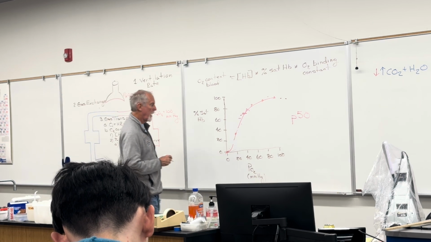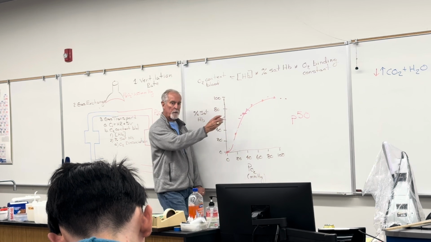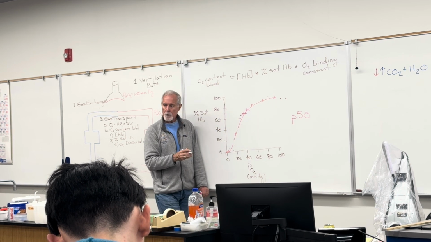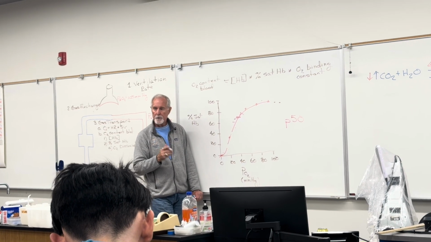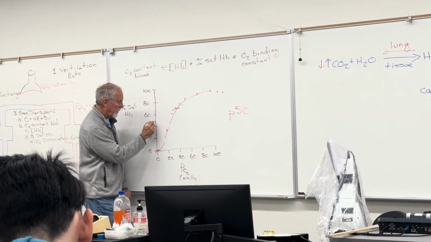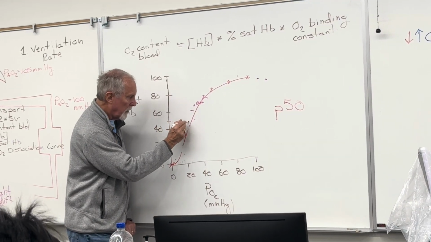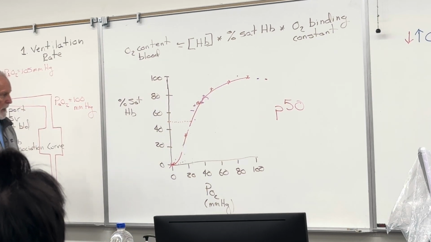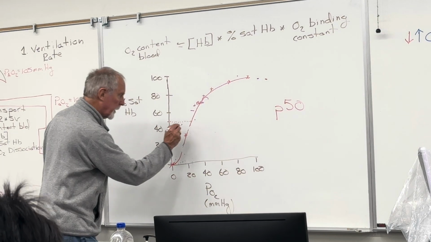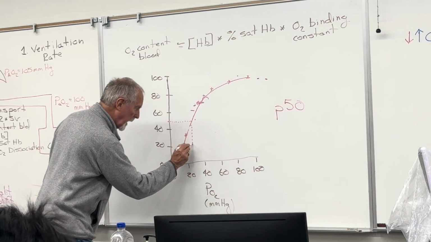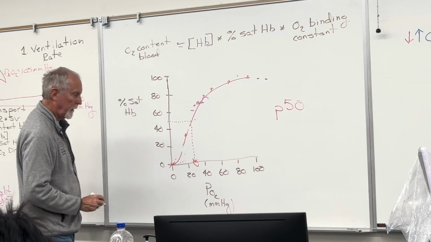So how do we figure this out? If everybody will just look up here at the board for a moment. The P50 is a measure of the partial pressure where the hemoglobin is 50% saturated. So we simply start here at 50%, extend a perpendicular line on over to where it intersects that O2 dissociation curve, and then we draw a perpendicular line to the x-axis, and this is our P50.